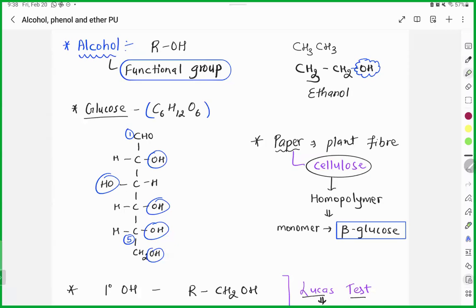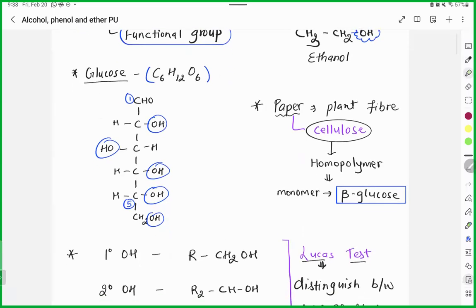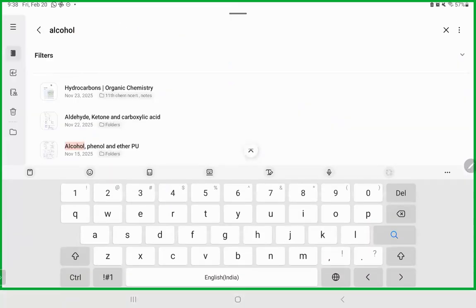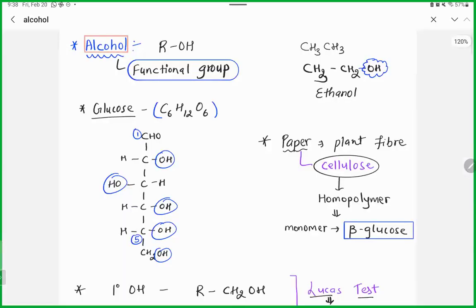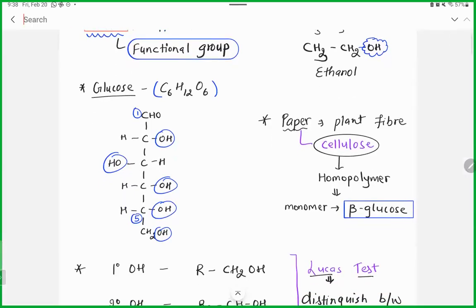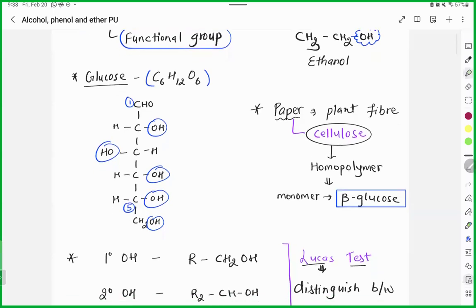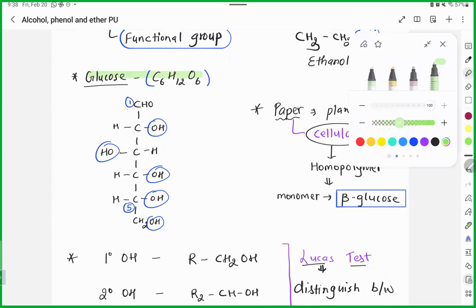Alcohol, phenol, ether. You know about the alcohol when OH is present and naming is also there. More important, when you see glucose, it also contains alcohol. You did this in the biomolecule chapter, that in case of glucose, you have multiple OH groups.